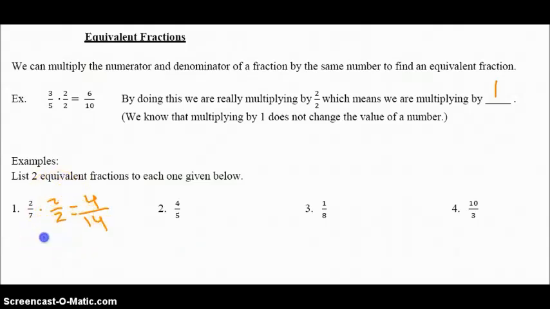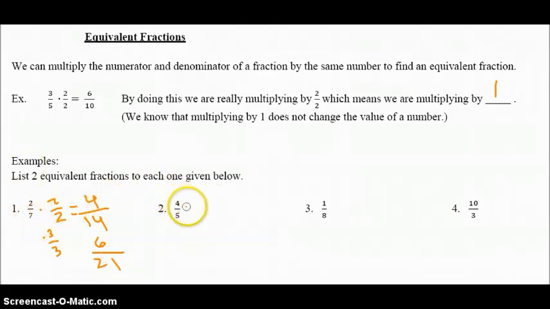Another one we could do, remember, we can multiply by 3 over 3. When we multiply by that, 2 times 3 is 6, over 7 times 3, which is 21. If you can start to see a pattern here, we have 2, 4, 6, and 7, 14, 21. They both progress at the same exact pace. That's why we're multiplying by 2 over 2, 3 over 3, 4 over 4, and so on. They will always give you that equivalent fraction.